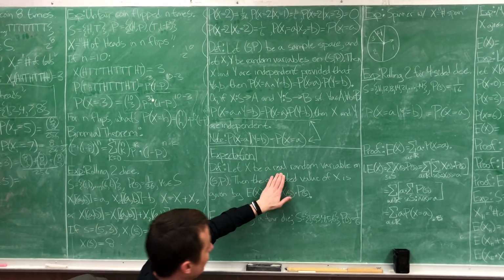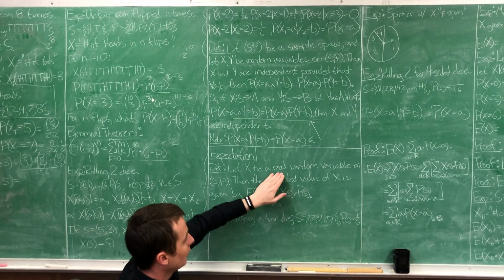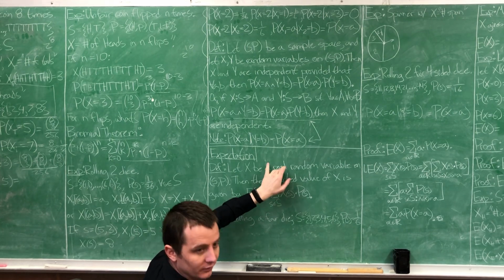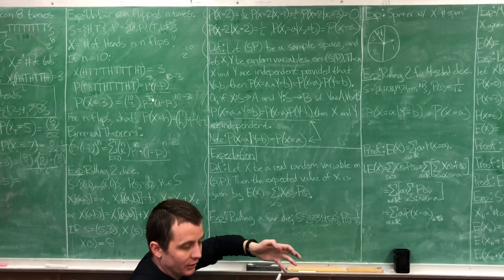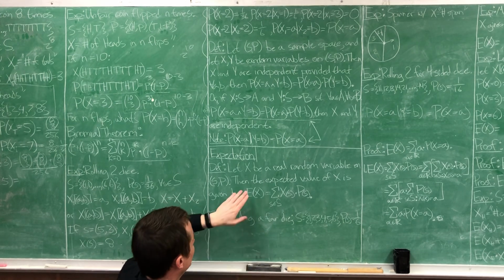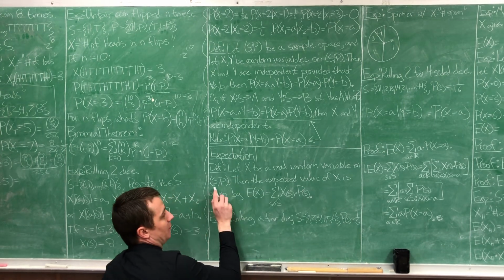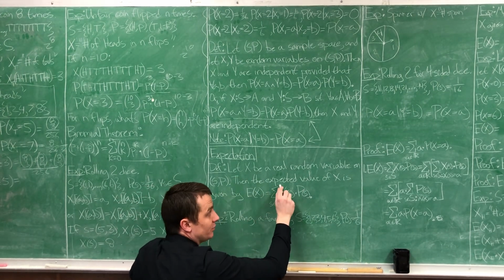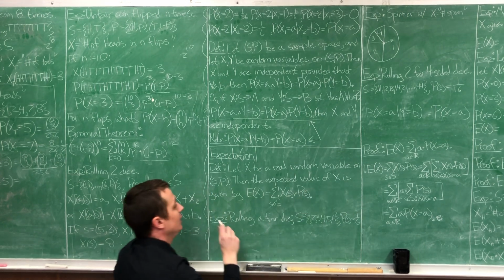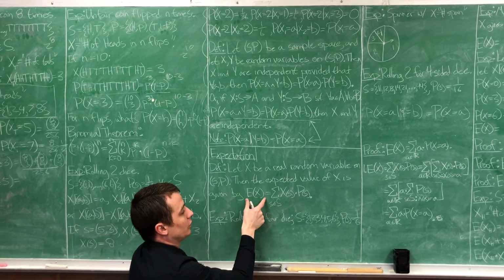Let x be a real random variable. So it spits out real numbers. It takes everything in the sample space, or the set of outcomes, and maps it to a real number. Let x be a real random variable on some sample space S. Then the expected value of x is given by, here's our notation for expected value.